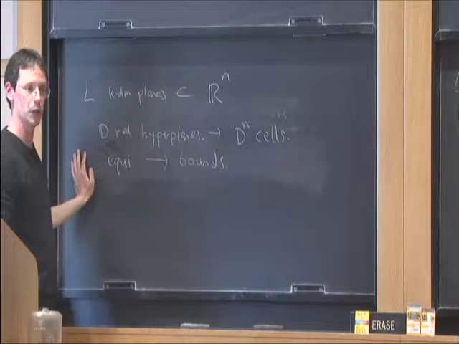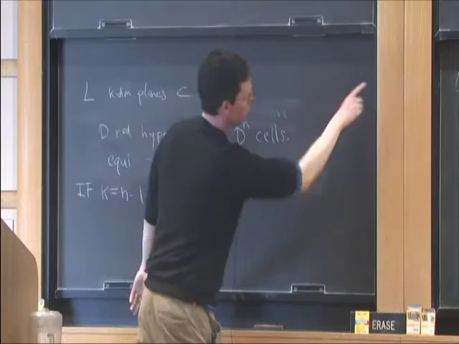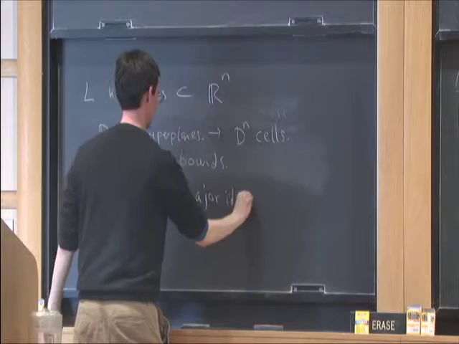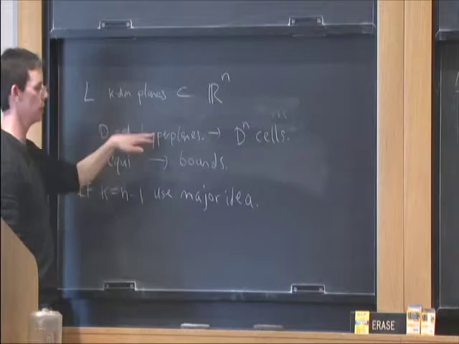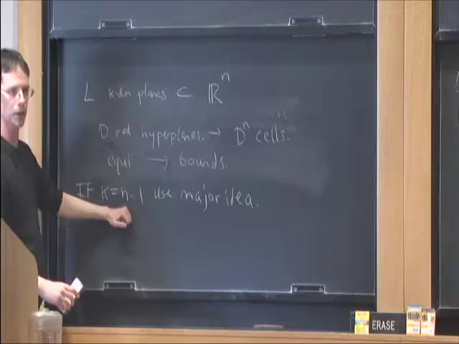So if k equals n minus 1, then we can use the major idea. If our objects were themselves hyperplanes, we could choose randomly some of the hyperplanes to cut up space, and they would evenly distribute the other hyperplanes, and we could prove things. But there's a new problem that happens if k is less than n minus 1, and that's what I call the codimension barrier in the title.